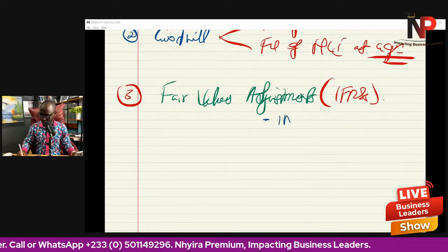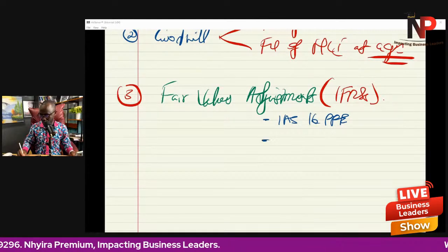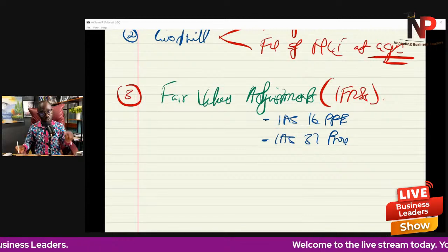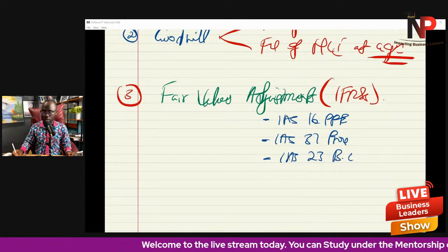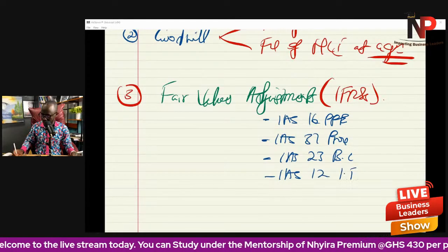For instance, IAS 16, property, plant, and equipment may be applicable here. Number two, IAS 37, provisions, contingent liabilities, contingent assets. IAS 23, borrowing cost. The examiner may call on you here. IAS 12, income tax. The examiner may call on you here.